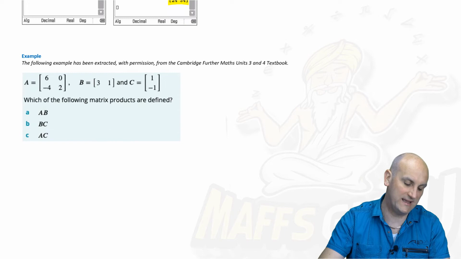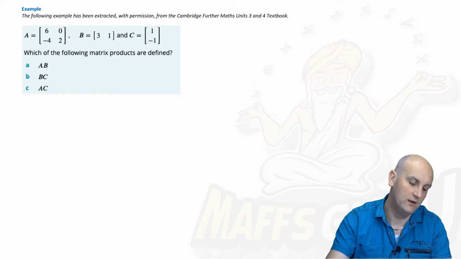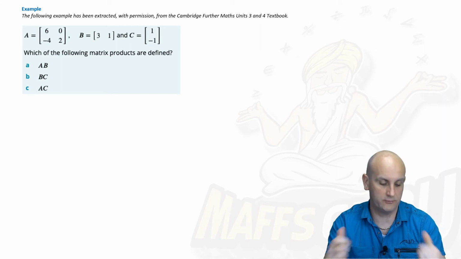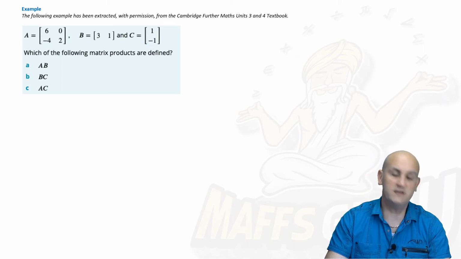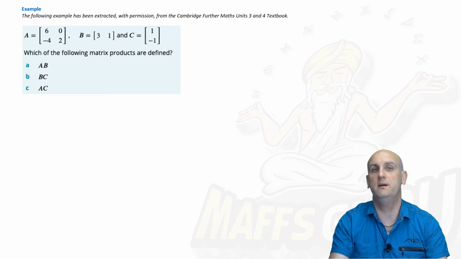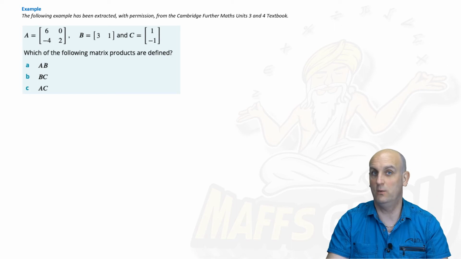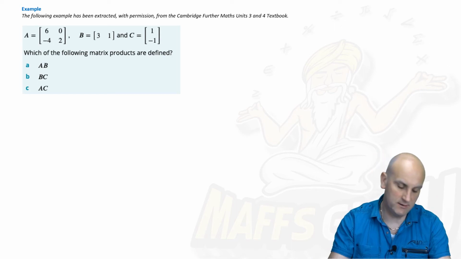Okay, so let's look at some examples which have been taken very kindly from the Cambridge Further Maths Unit 3 and 4 textbook. Thank you, Cambridge, for allowing me to use your examples. Awesome. So first question says, which of the following matrix products are defined? Now, if you remember, that's just asking us to do that row column thing and see whether the middle two numbers are the same.